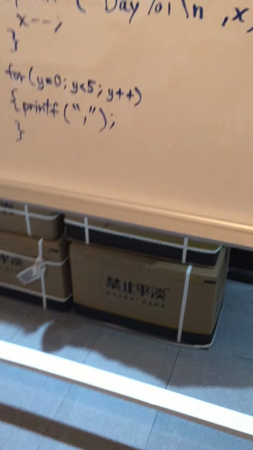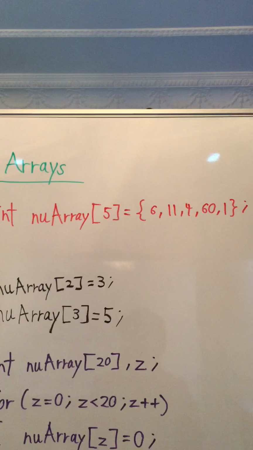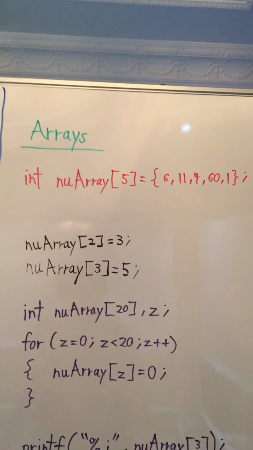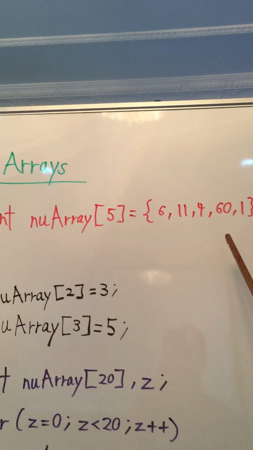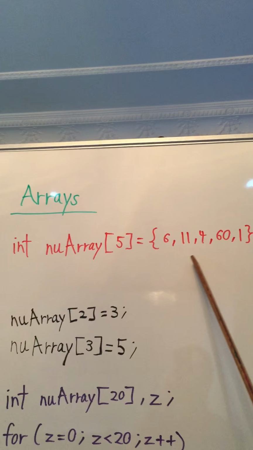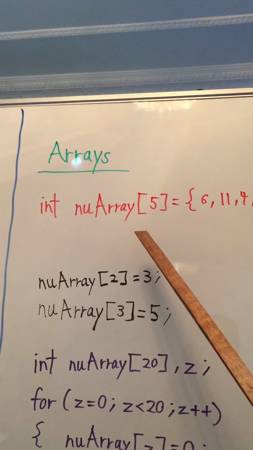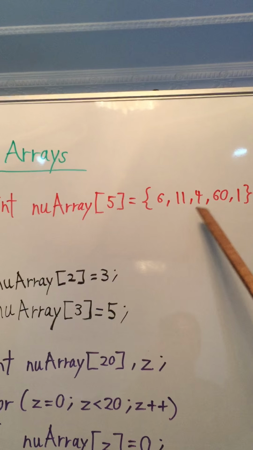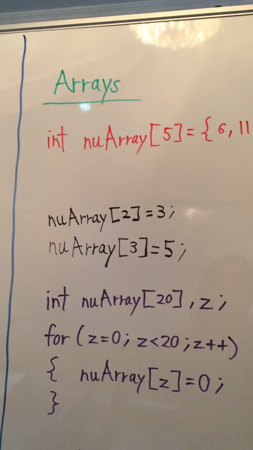The fifth and final thing I'm going to talk about is arrays. An array is an indexed data structure. Basically it's like a container for you to put all the other containers, variables, in it. This is what it looks like when you declare an array. This new array has a space of 5, so there are 5 variables in it: 6, 11, 4, 6c, and 1.